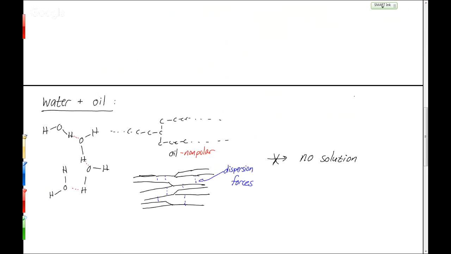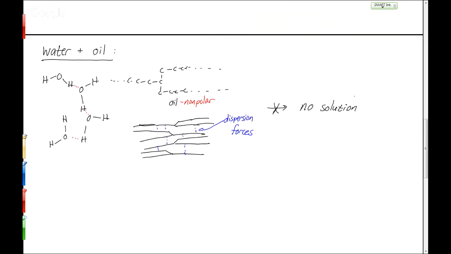For the oil and water, that doesn't happen. Because if you tried to reorganize them, they wouldn't be able to interact with each other, because oil can't hydrogen bond and water doesn't have strong dispersion forces. So if water and oil went together, all they would do is disrupt all those intermolecular forces without creating any new, better forces to make it even stronger. And so that just won't happen.